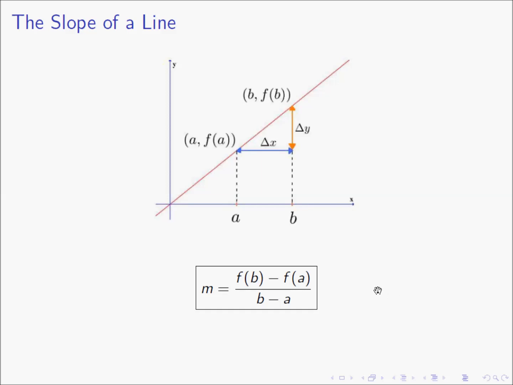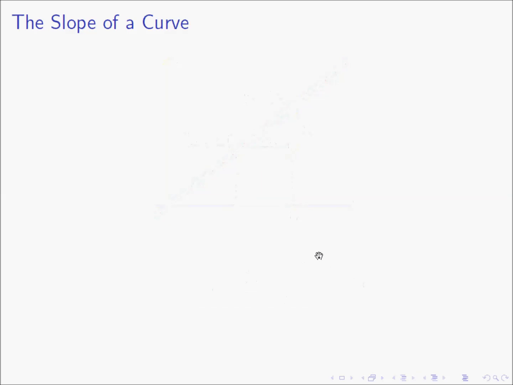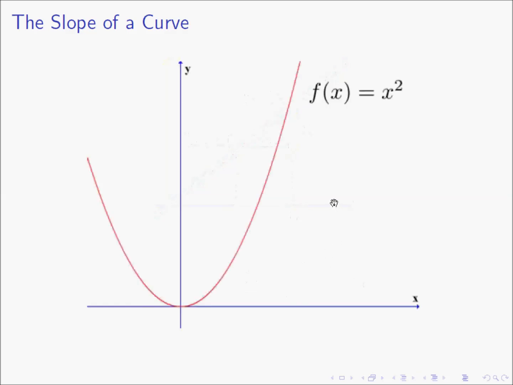So the concept of derivative arises when you try to generalize this concept to any curve that is not a line. How can we define the slope of a curve that is not a line? For example, let's take this curve f of x equals x squared. The graph of the function is a curve. How can we define the slope?